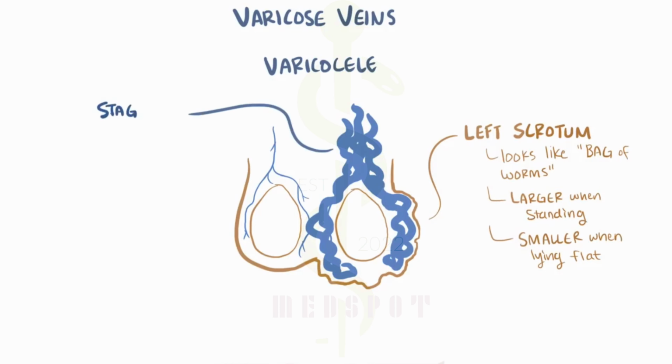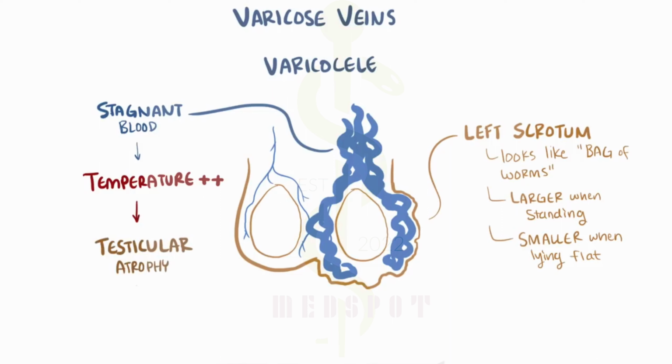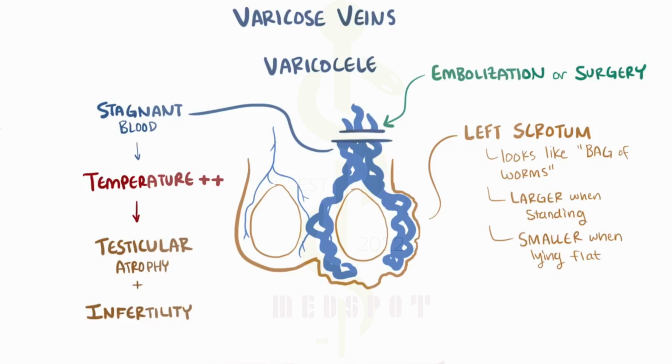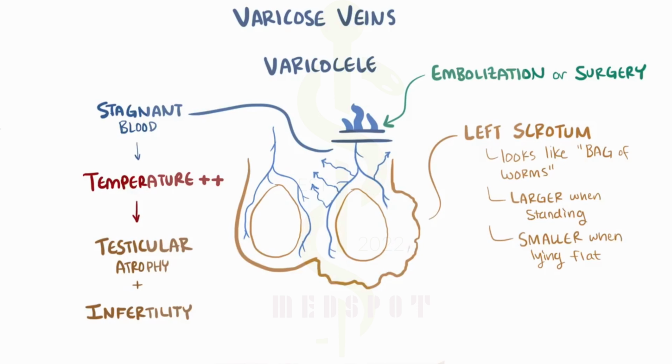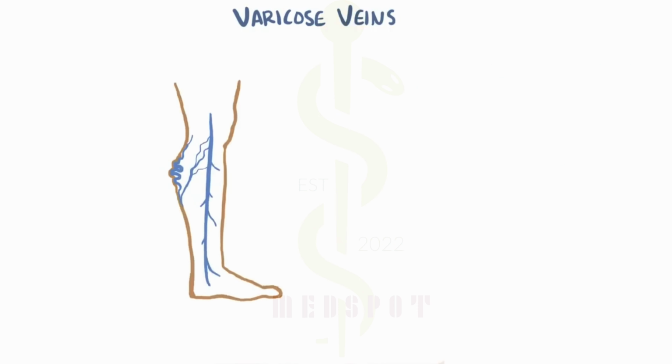Also, all this warm, stagnant venous blood can cause the testicular temperature to rise, and over time this can result in testicular atrophy or wasting away, as well as poor quality sperm and infertility. Generally, embolization or surgery can be used to get rid of this problematic vein, and the testicles then drain through smaller collateral veins. Alright, back to the legs.